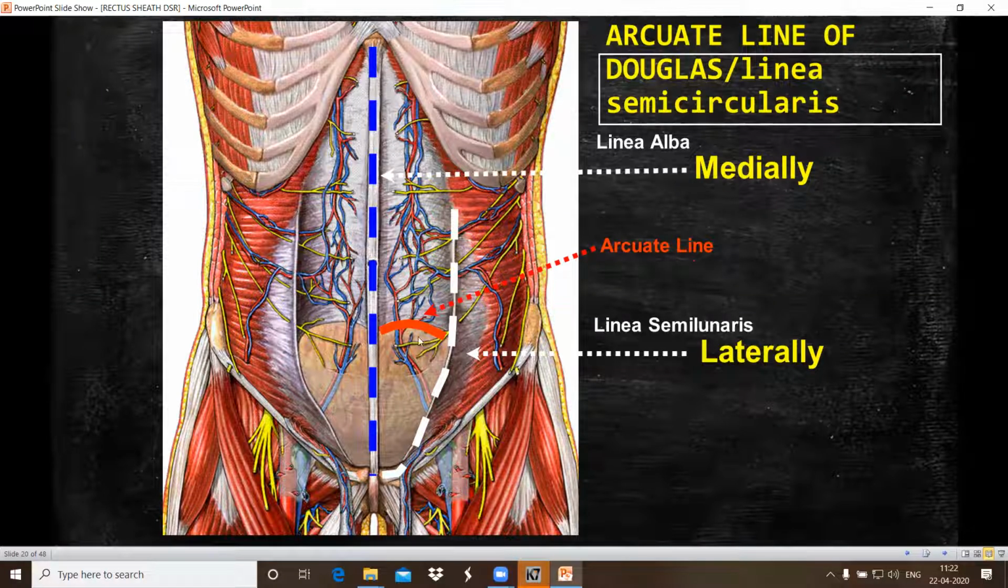And one more point is the junction of the arcuate line and linea semilunaris. This area is a weak area, which means it leads to hernia. I will tell about hernia in detail later. So 2 important things about the arcuate line: one, the blood vessels run over it, and two, the junction of the arcuate line and linea semilunaris is a weak area.